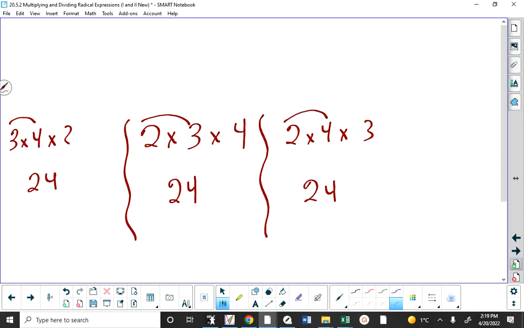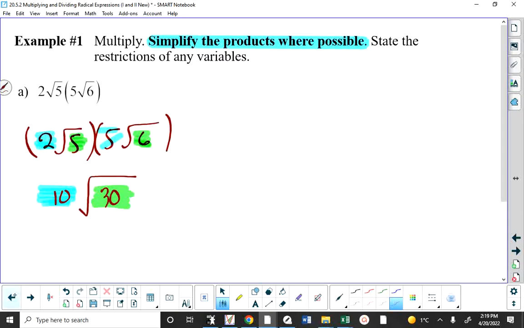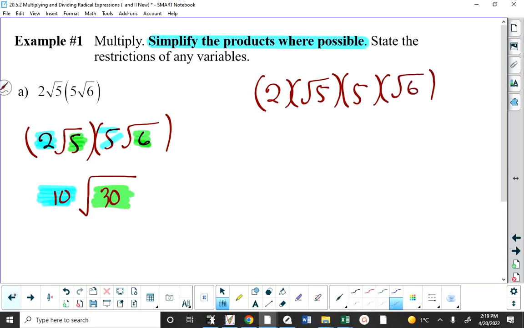So when you look at this, what does 2 root 5 mean? It means 2 times root 5. What does 5 root 6 mean? It means 5 times root 6. So you're multiplying 4 things together.